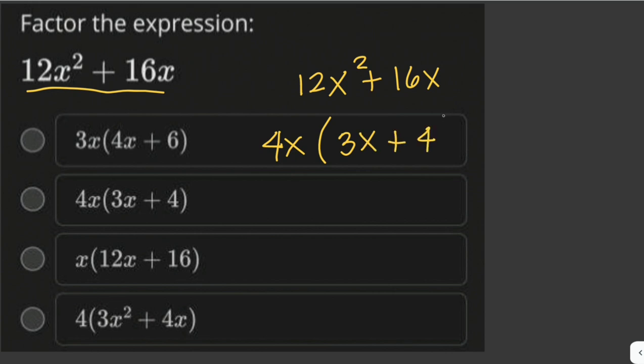plus 4. So you can always check it by using the distributive property by multiplying 4x and 3x plus 4. So 4x times 3x is just 12x squared, and 4x times 4 is just equal to 16x. So the factor of this expression here is just 4x times 3x plus 4. So this is our answer.